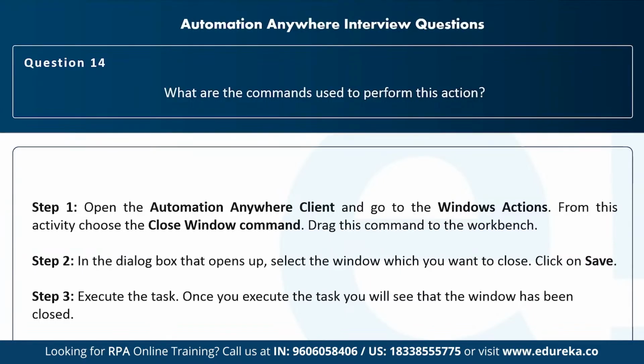So I'm just going to show you how to either close a window or open a window, because I've already shown you how you can resize a window. So the steps are really simple. You again have to just go to the Windows action command, choose the command, and then drag and drop it to your workspace. After that, you have to choose the window, click on save, and then execute your task, right? So let's just do that.